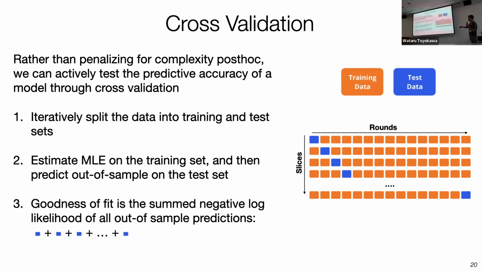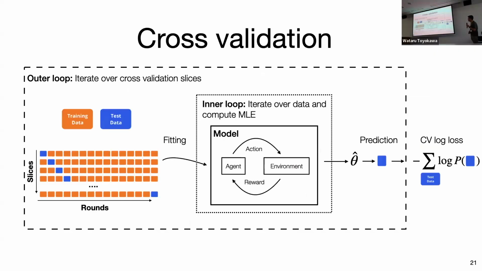And this goodness of fit can then be the summed negative log likelihood of all our out-of-sample predictions, right? So we add up our loss across all these blue test data rounds, for instance, in this example. Okay, so the general approach has an inner loop and an outer loop. This inner loop is what we talked about in tutorial 2, where we're iterating over our data. We maybe have some reinforcement learning agent here, making predictions about choices, and we're optimizing over this model to then get some theta hat, right?